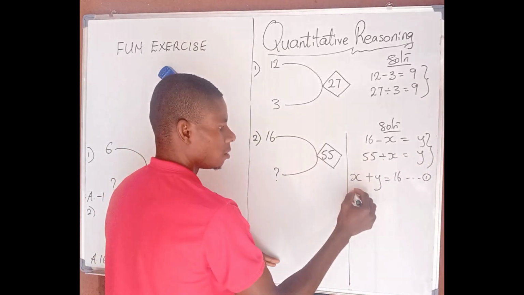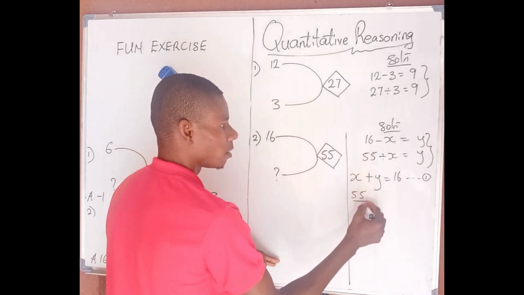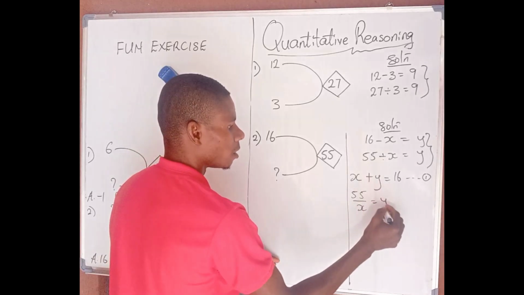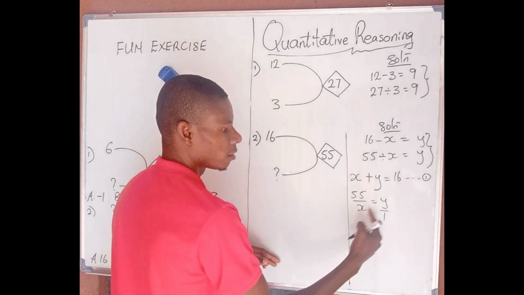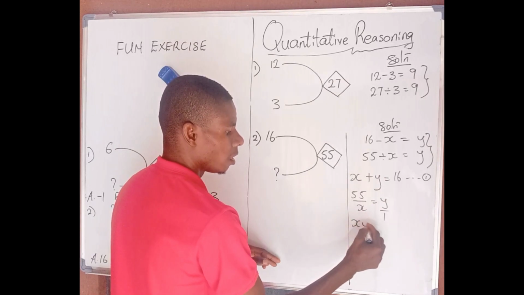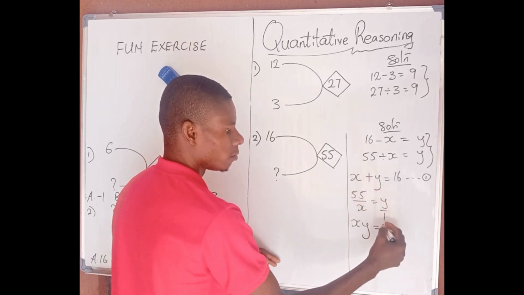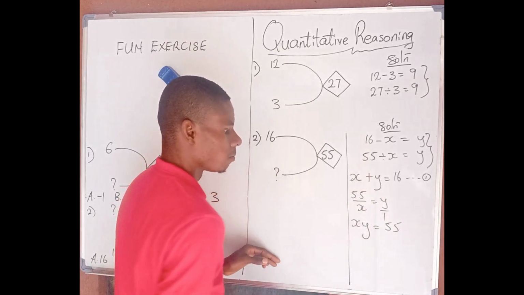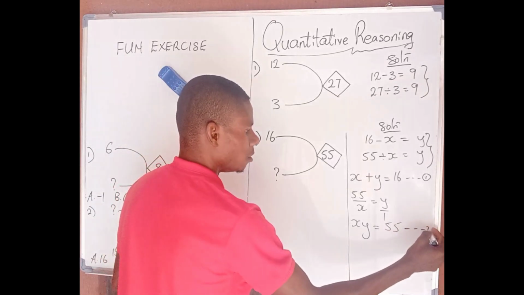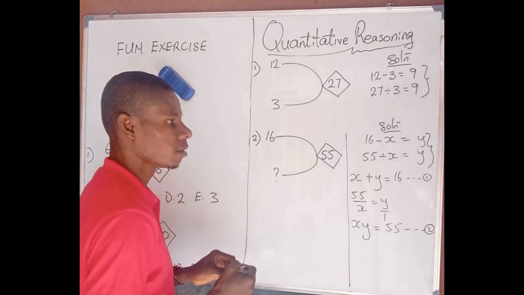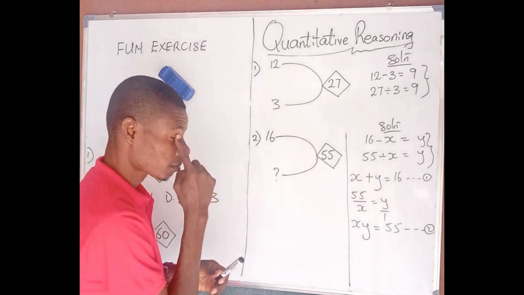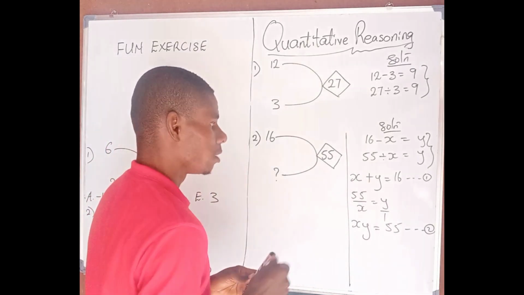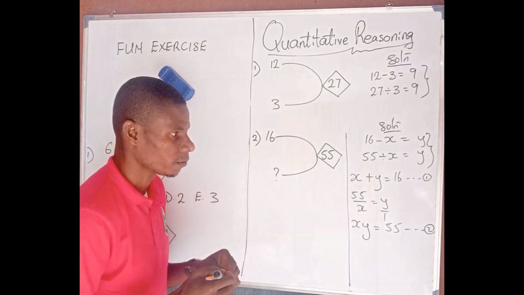What about this? This is 55 divided by x equals y. So let me have this to be over 1. So let me cross multiply. x times y will give us xy equals 1 times 55, which is 55. Okay, let me call this equation 2. So I'm solving the two equations simultaneously. Okay, what do I do now to solve for them?